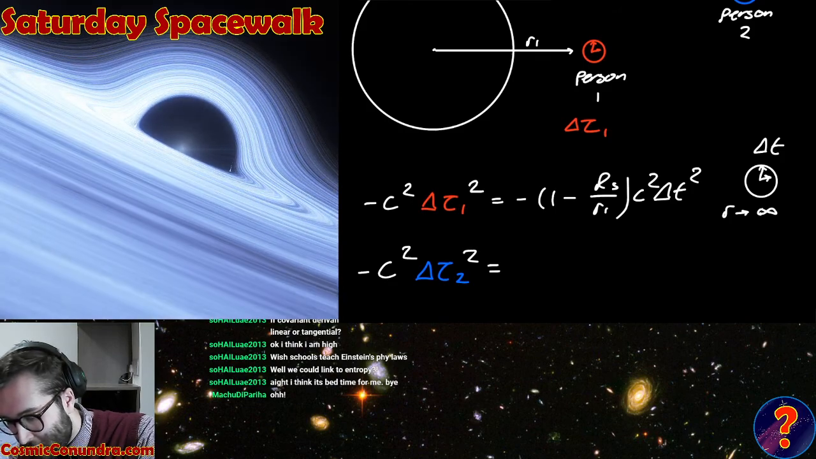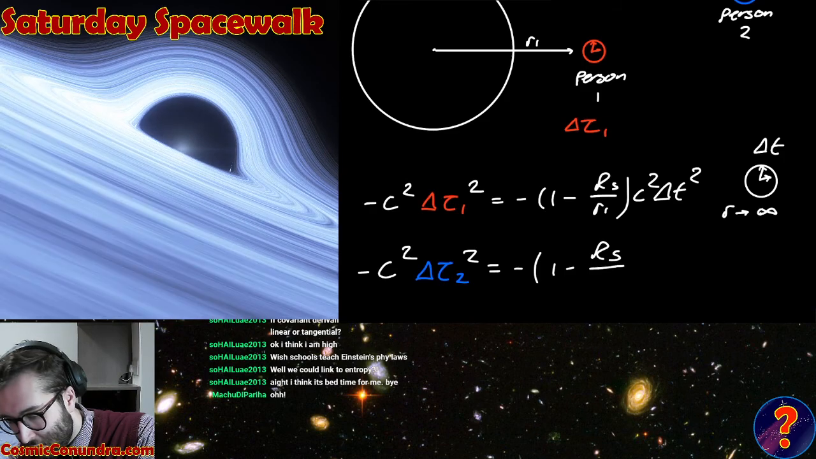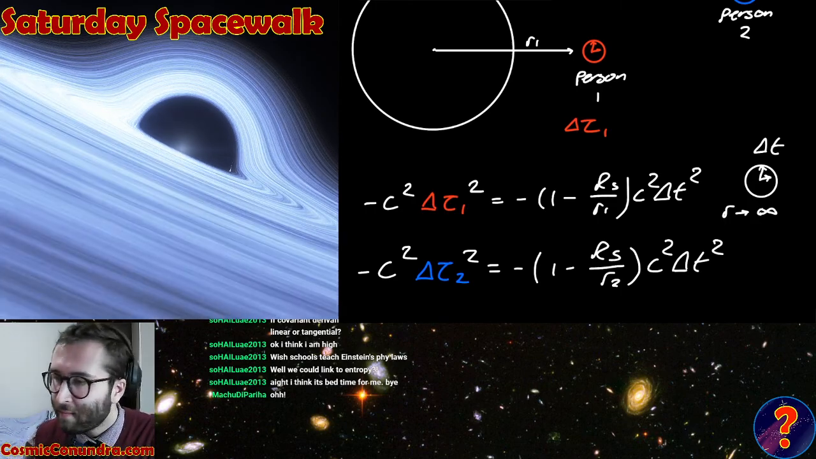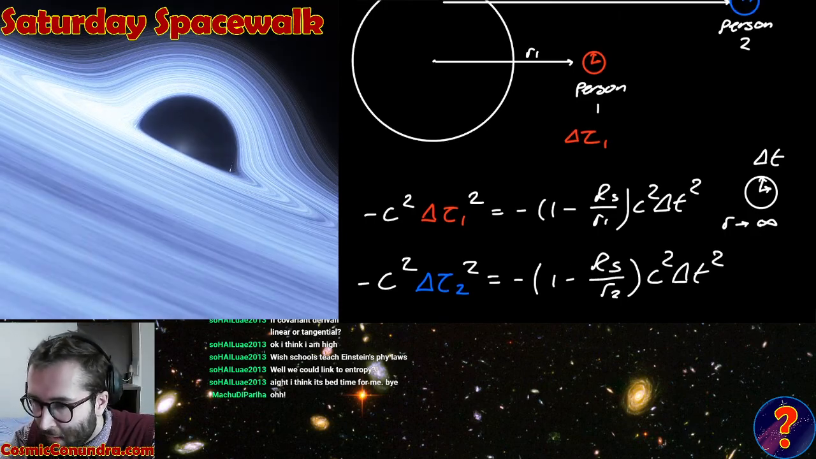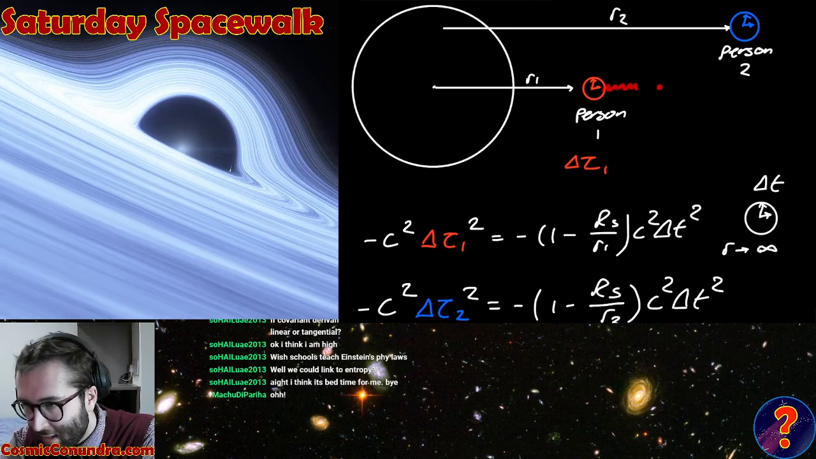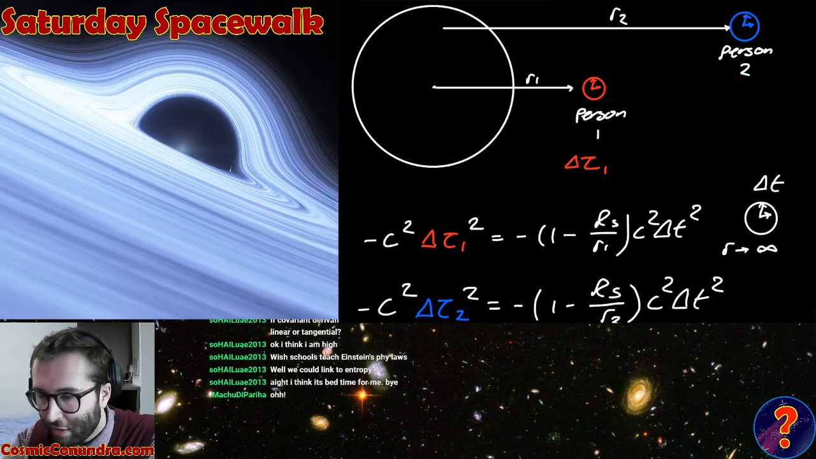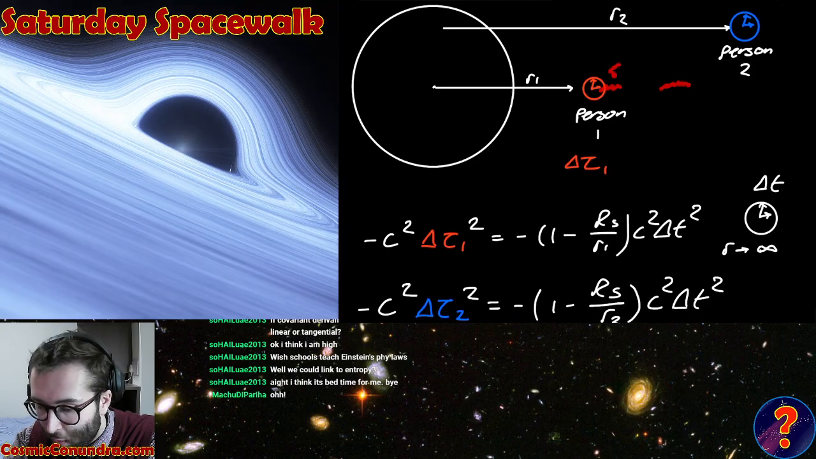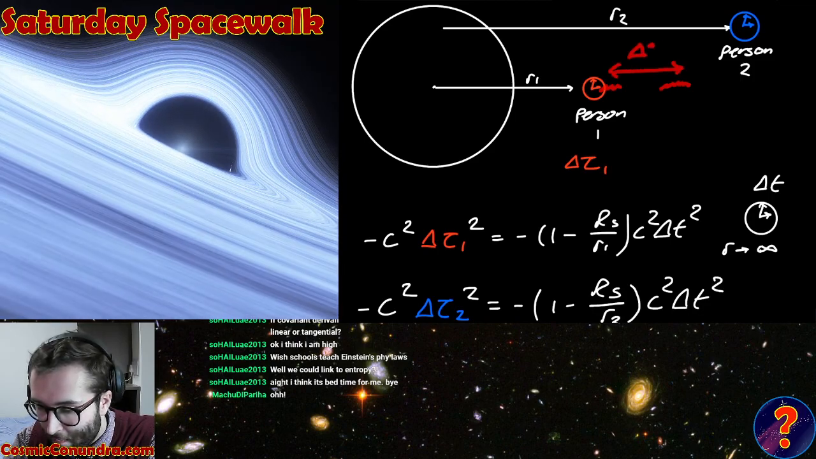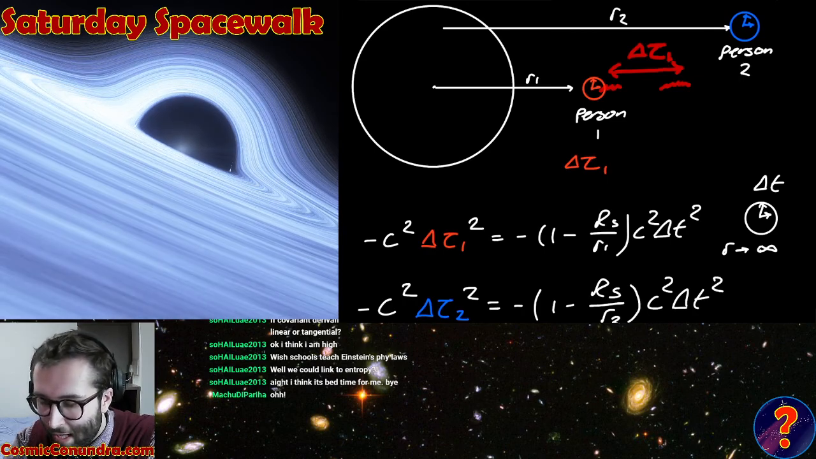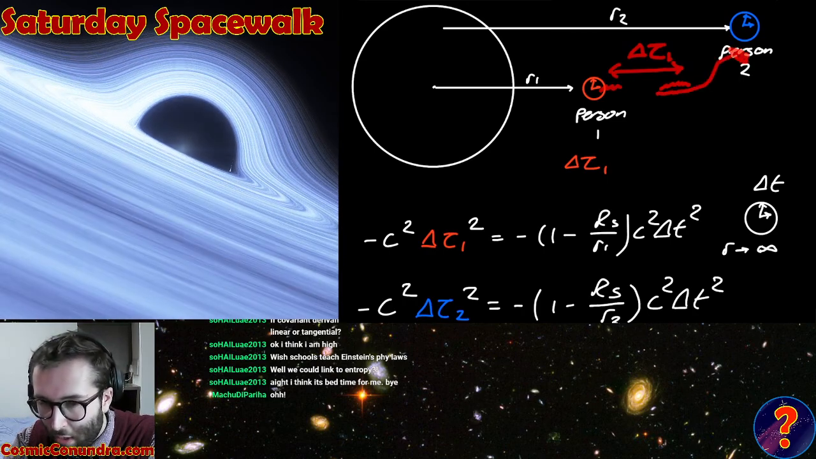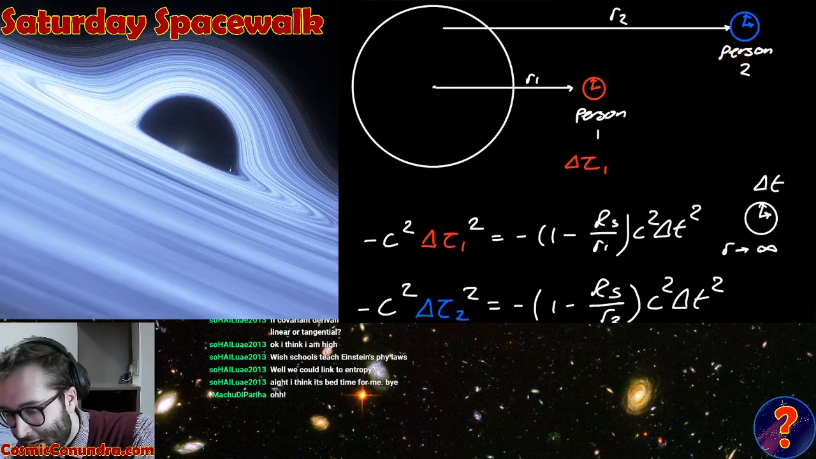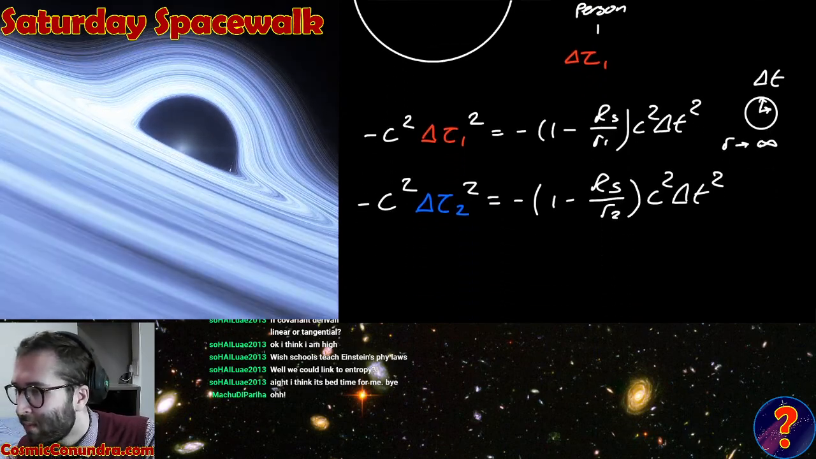Where now person 2's radial coordinate is at r2. If you want to be very concrete with this, you can think about person 1 sending a succession of light pulses out to person 2, where maybe between their first and their second light pulse, person 1 measures a time difference delta t1. And then we think about when these light pulses reach person 2, what is the time difference between the pulses that person 2 measures? And we can use that to figure this out. This way is a little less concrete, but it works just as well.